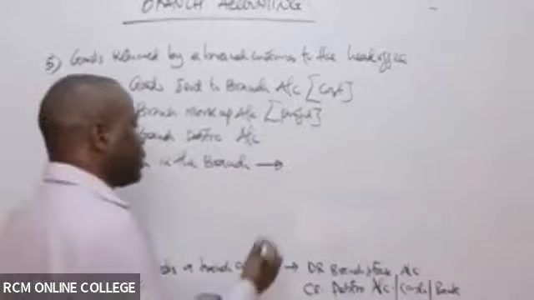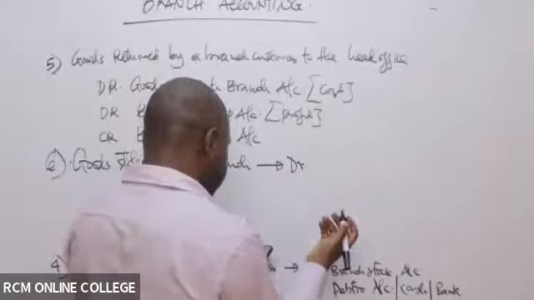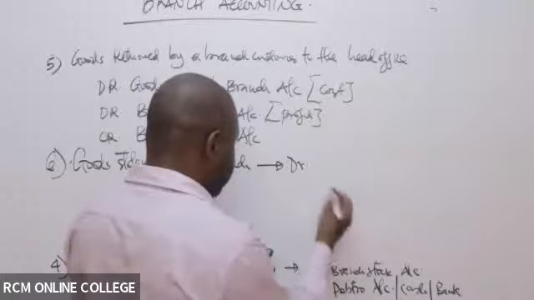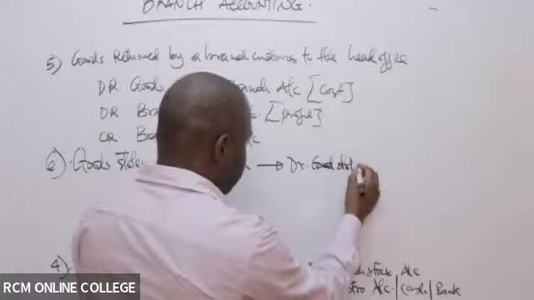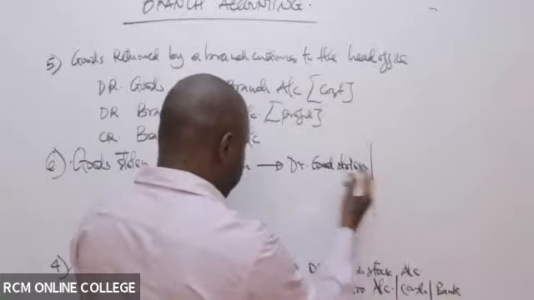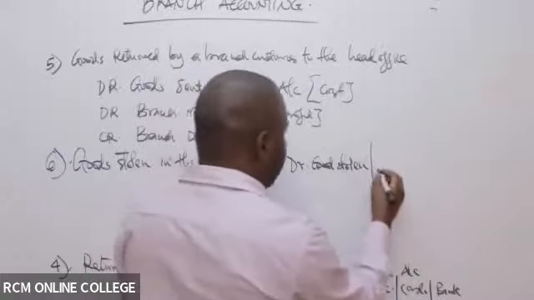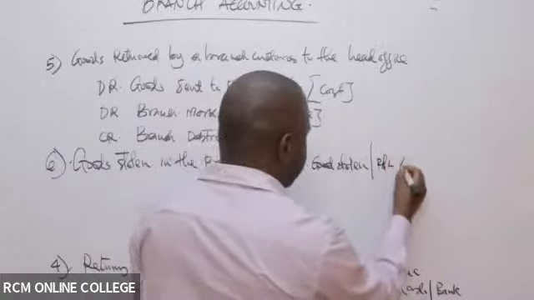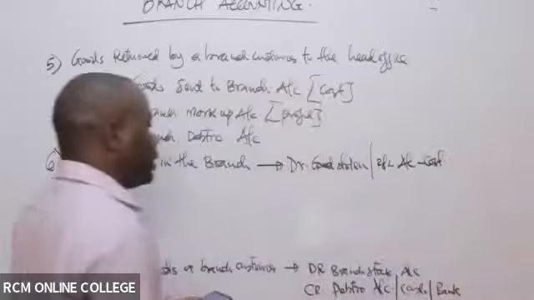So you will debit the goods stolen account, which will automatically be an expense in the income statement. So debit the goods stolen account. In this case, we're saying it will end up affecting what? The profit and loss account. This one, you'll be able to do it at cost.